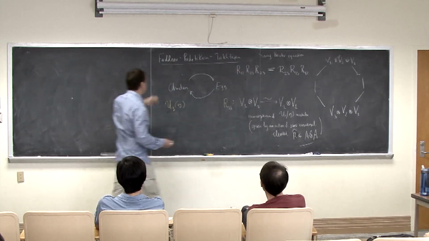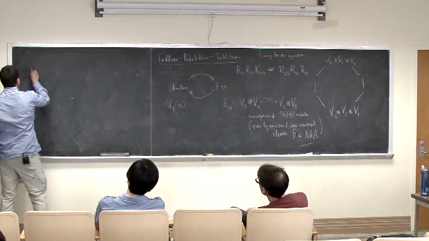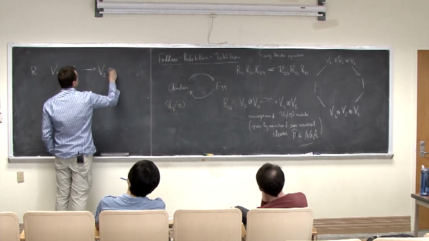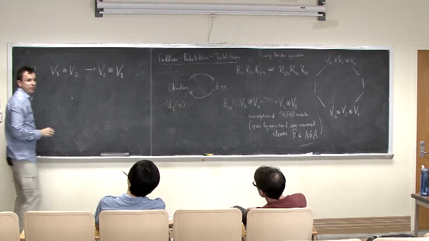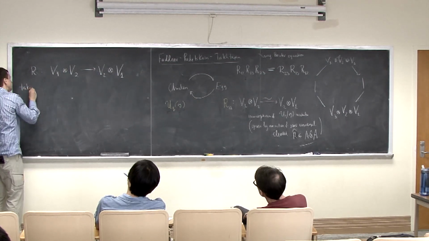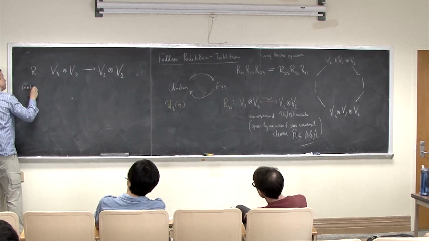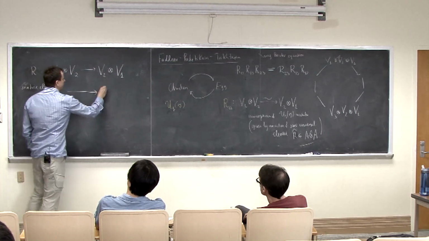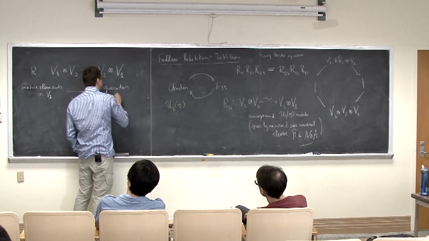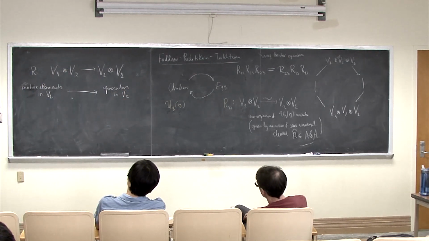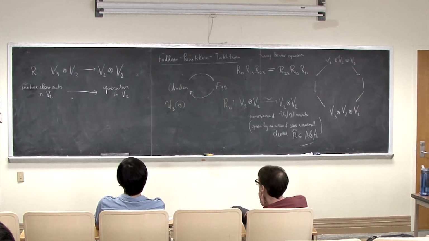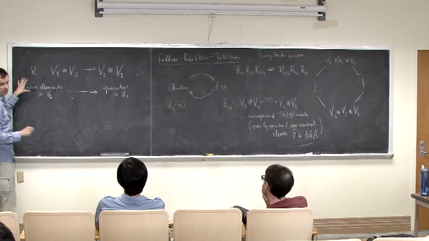But the lowbrow approach is this: if I have an operator R acting in the tensor product of two things, then I can take matrix elements. Matrix elements in V1 give me operators in V2. So if I have a collection of vector spaces, for every matrix element in every one of these vector spaces, I get an operator in any other one. So I have a map. Is that clear?